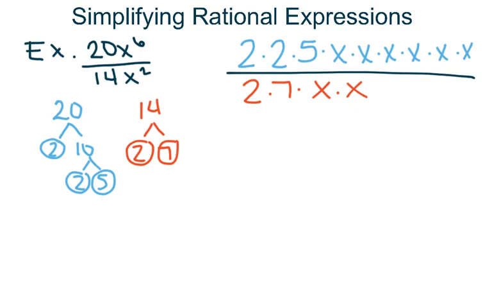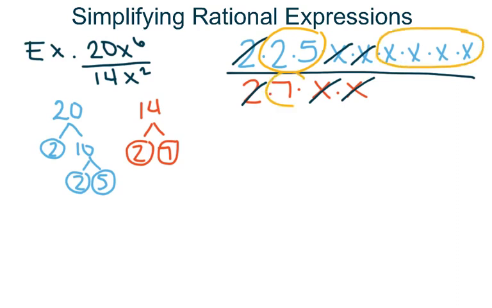And now we're going to cross out any common factors it has. So there's a 2. There's no more numerical factors, but look at the x's. You have an x on top and an x on the bottom, another x on top, another x on the bottom. I'm going to circle what's left. So we have a 2 and a 5 on top, and then we have these 4 x's, and on the bottom we just have a 7.